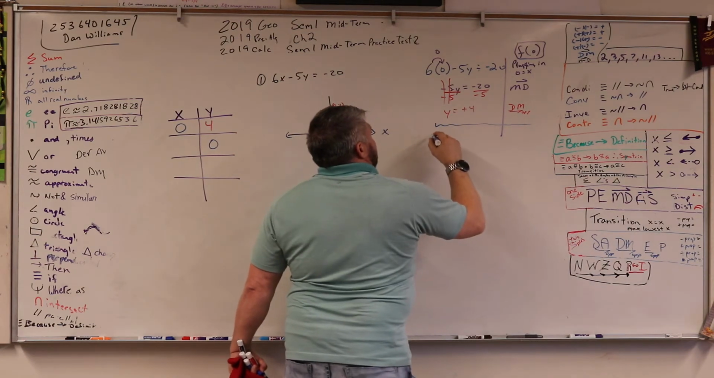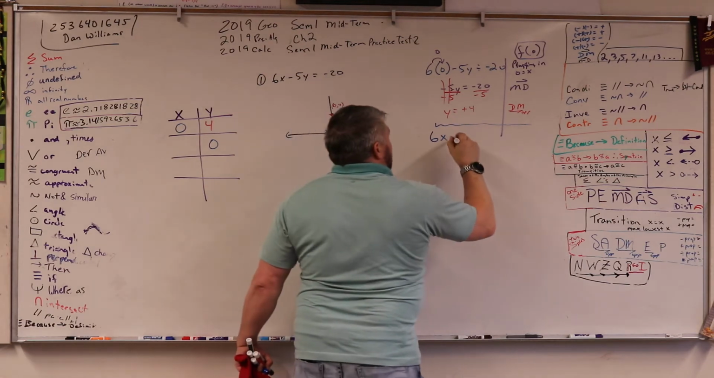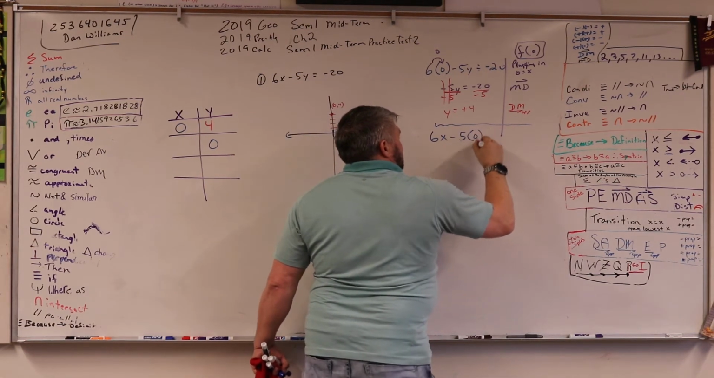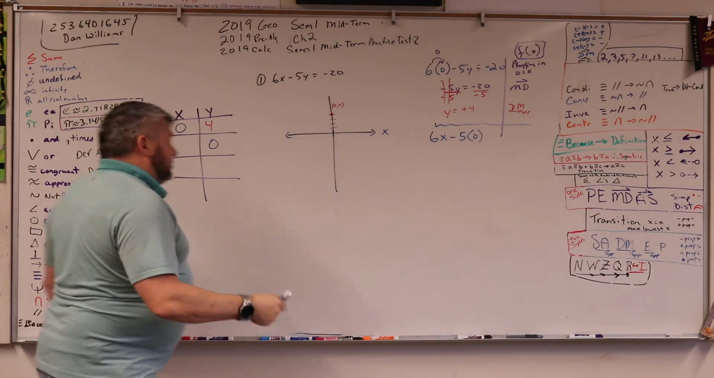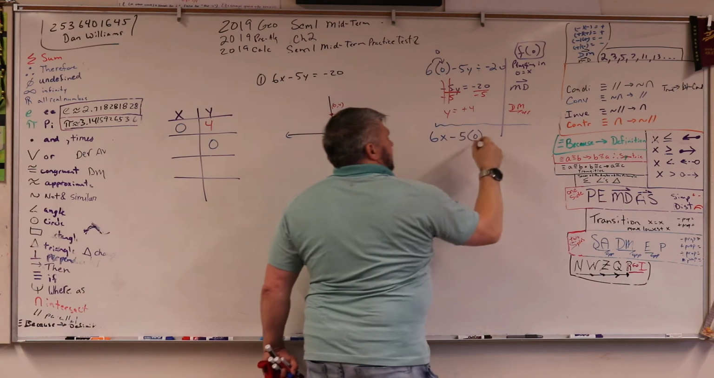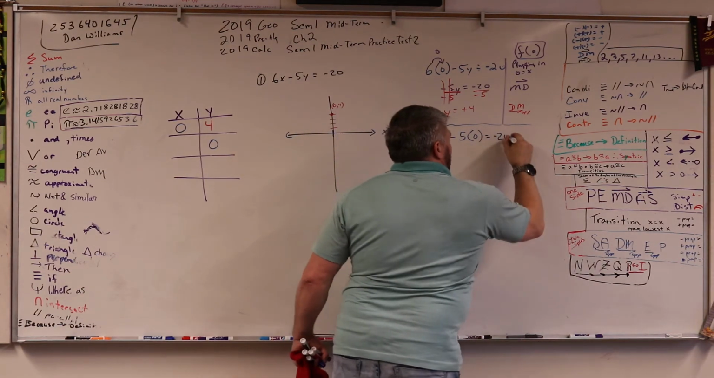Alright, so I'm going to plug it in. I'm going to say 6x minus 5 times what? 0, because we're going to plug in 0 for y, is equal to negative 20.